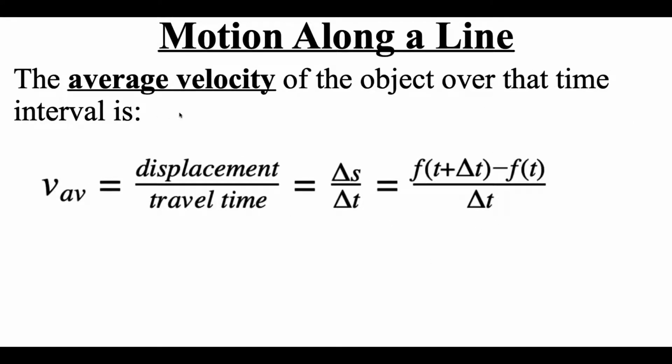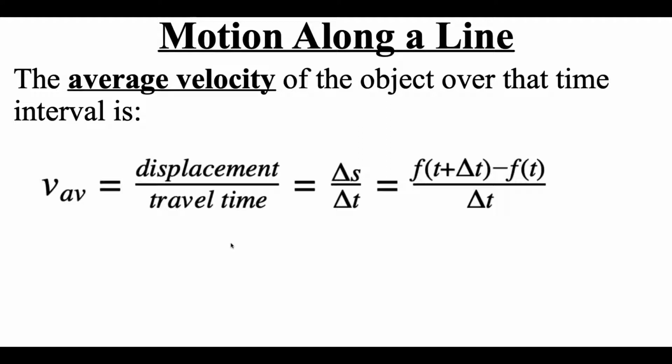Now if we want to find the average velocity of that object over that time interval, then this v sub av, that's the average velocity. So what we do is take the total displacement over the travel time. So we would say that's delta s over delta t, or if we're looking at that delta s like we just did on the previous slide, that's f of t plus delta t minus f of t, and then we're dividing all of that by delta t, so the change in our time.